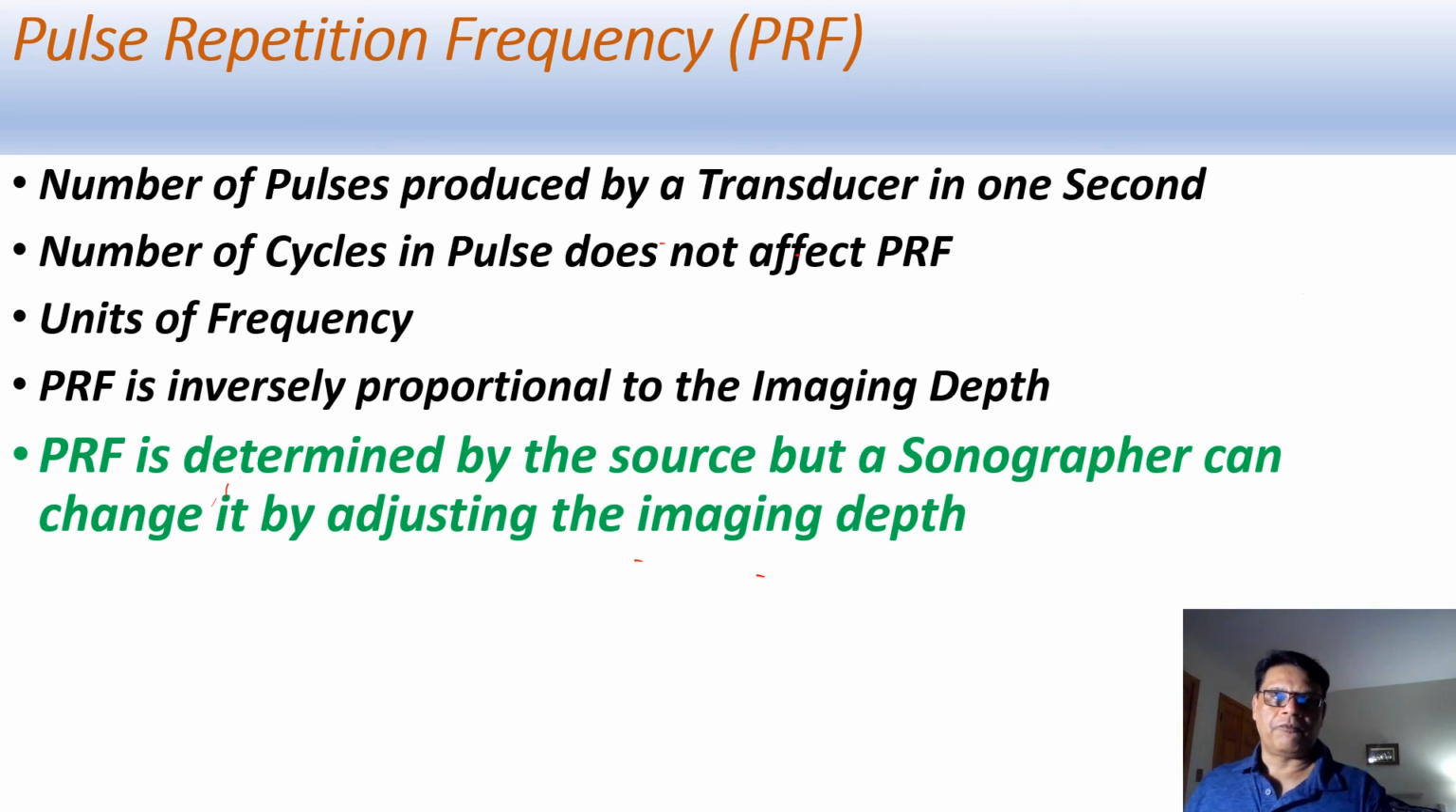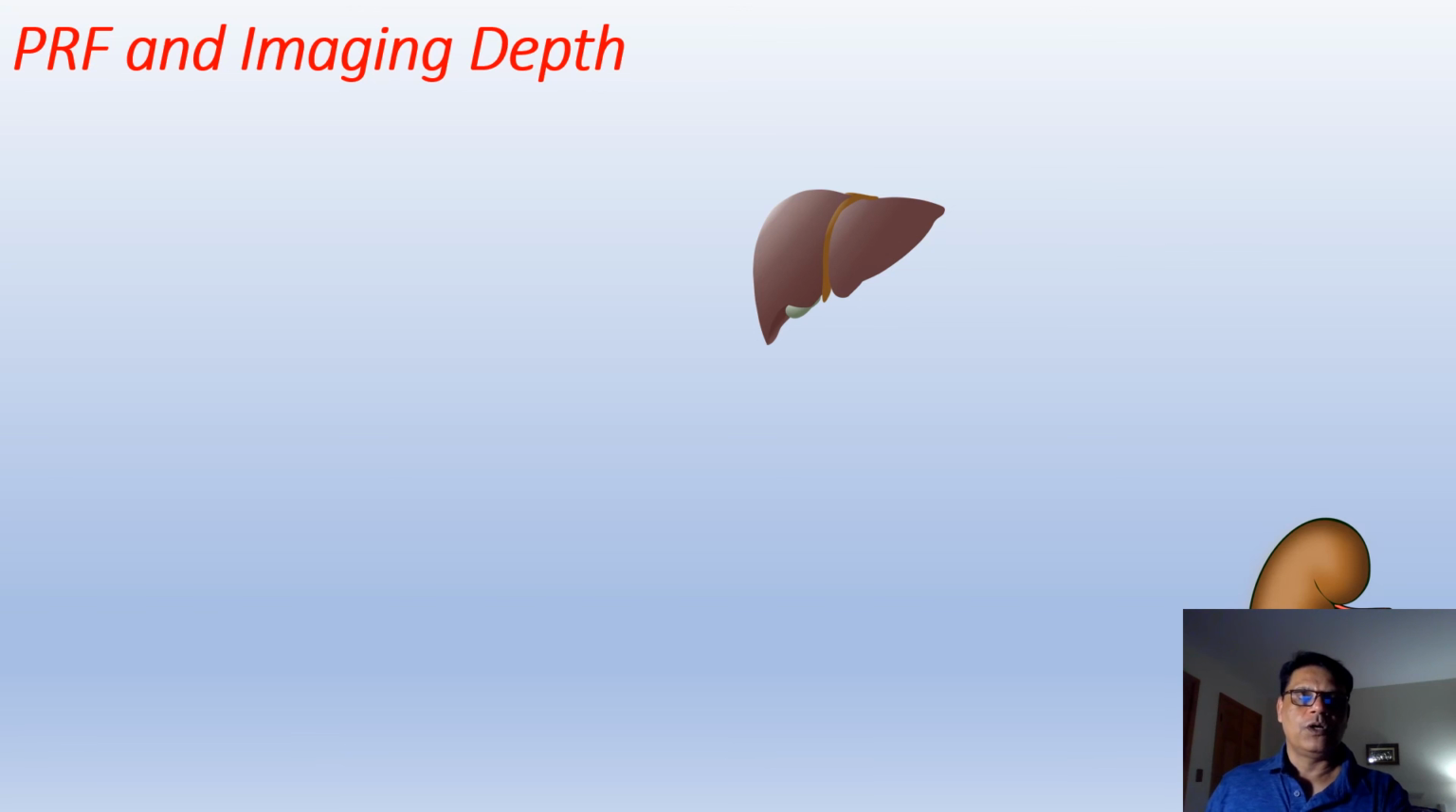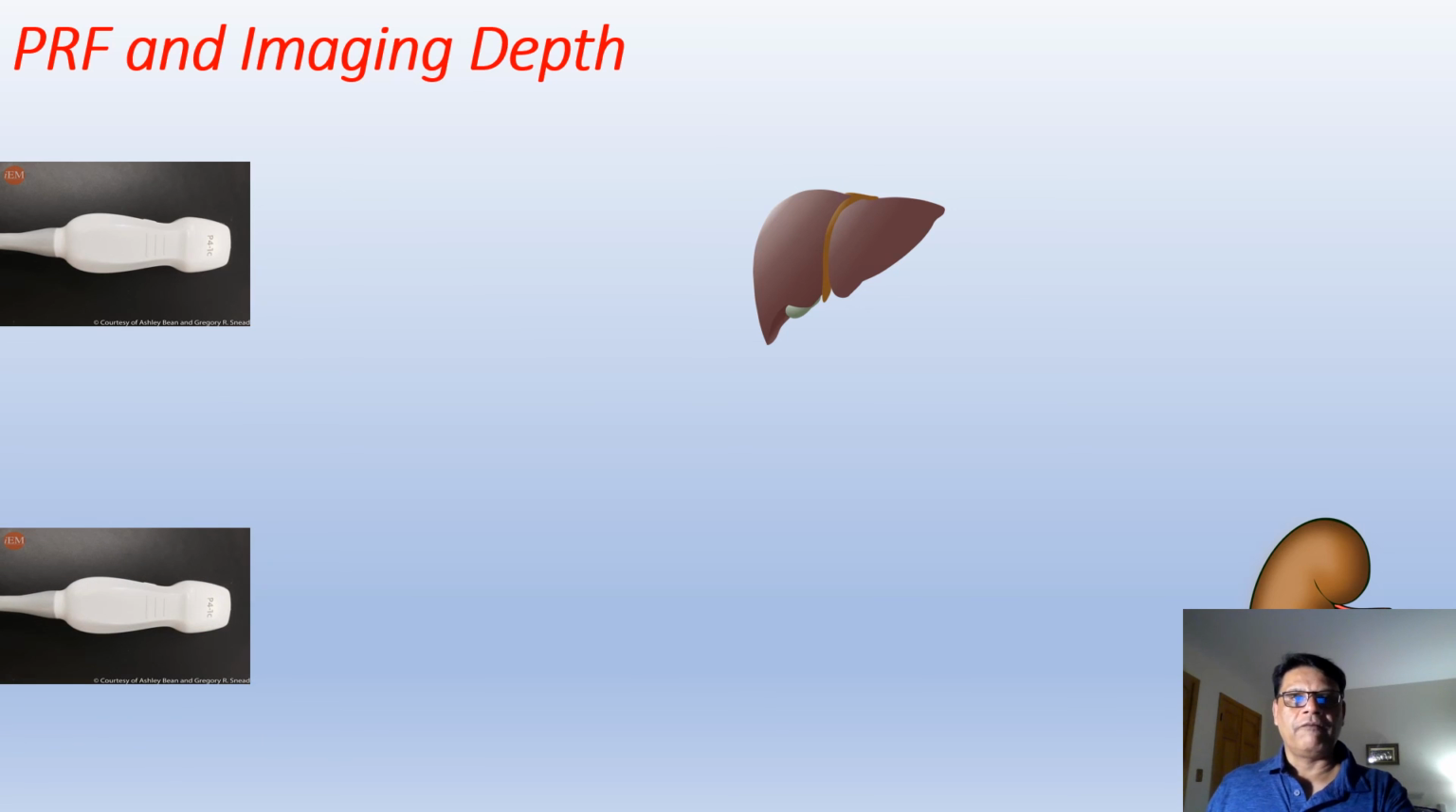Pulse repetition frequency is again decided by the source, but a sonographer can change pulse repetition frequency by adjusting the imaging depth or depth of view. Let's see how this goes. So we have a transducer here, and it produces a pulse, and it got reflection from this organ and it receives its echo.